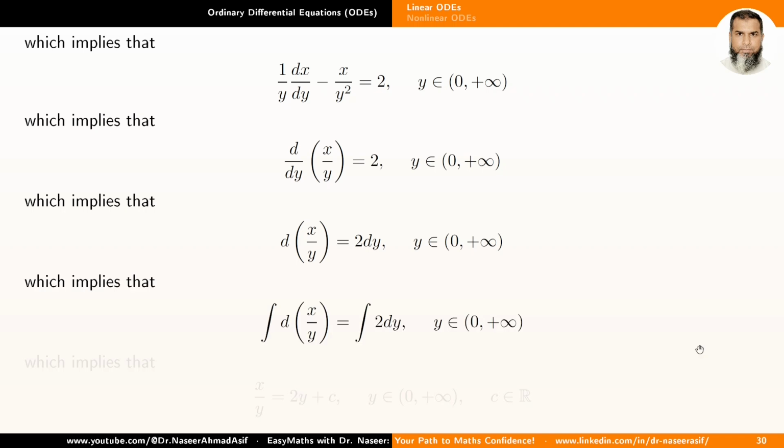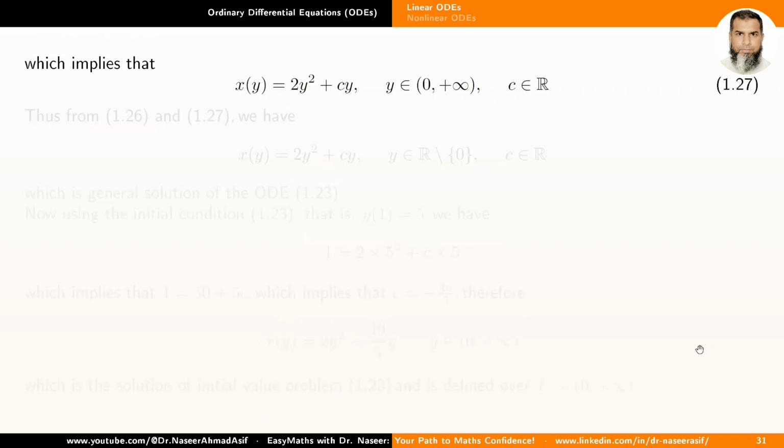Taking integral, we have integral of d of x of y is equal to integral of 2 dy, where y belongs to the open interval 0 to plus infinity. So we have x of y is equal to 2y plus c, where y belongs to the open interval 0 to plus infinity and c is the arbitrary constant. So x of y is equal to y square plus cy, where y belongs to the open interval 0 to plus infinity and c is the arbitrary constant.